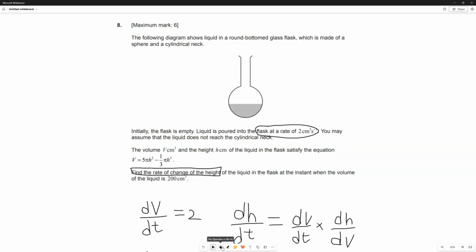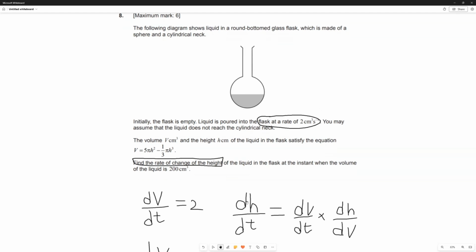And the question asks for the rate of change of height. So if we have height, to find the rate of change of height, we have to differentiate it with respect to time. So we have the expression dh dt. And we are given the expression v equals some expression with respect to h. So if we were to differentiate this with respect to h, we would get dv dh. So we have to use some expression of dv dh given dv dt and find dh dt. And that's what we do here.